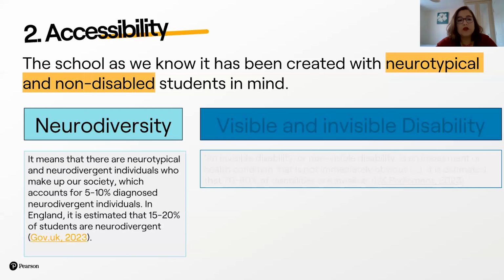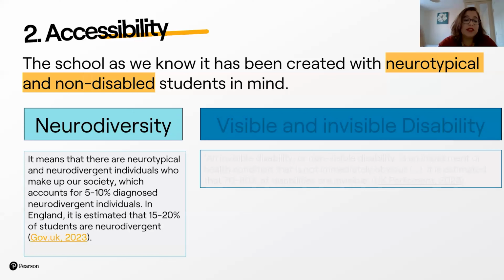Neurodiversity is a term that talks about neurotypical and neurodivergent students. We all belong to a neurodiverse society that ranges from neurotypical to neurodivergent people, which means there are neurotypical and neurodivergent individuals who make up our society. Neurodivergent students account for 5 to 10% diagnosed neurodivergent individuals, and this is a broad estimation worldwide.